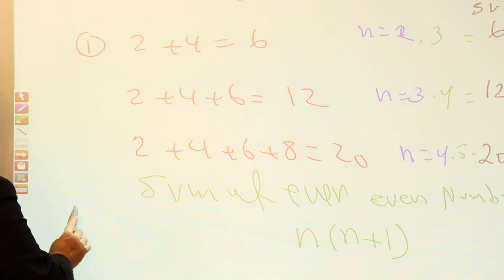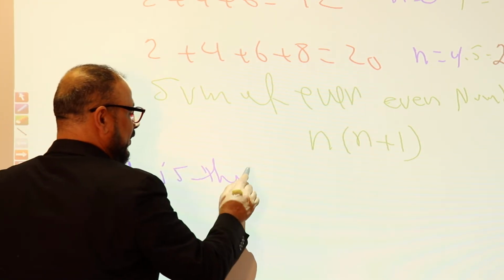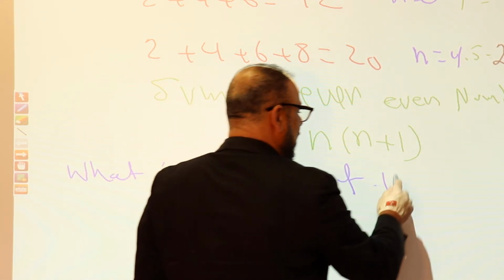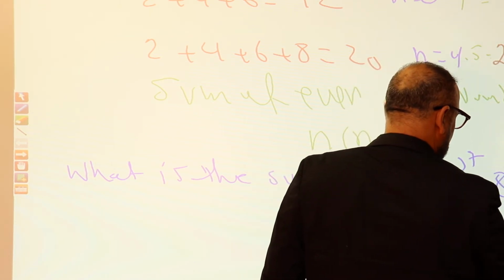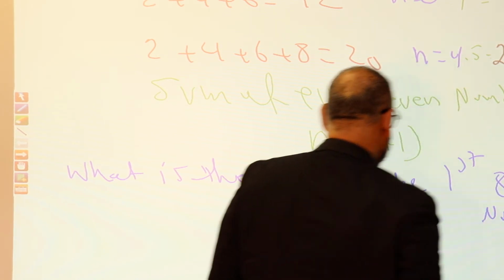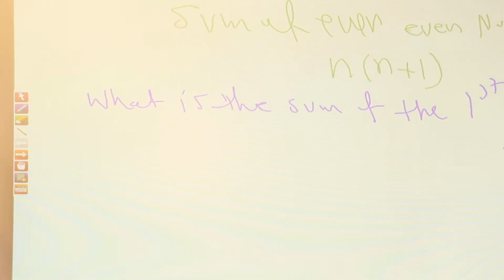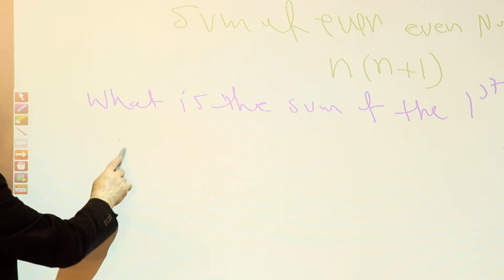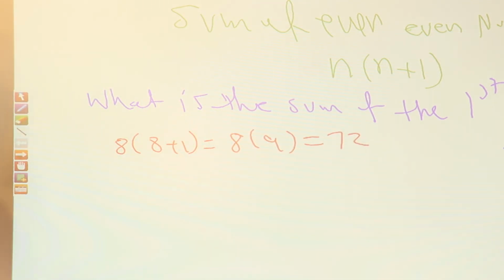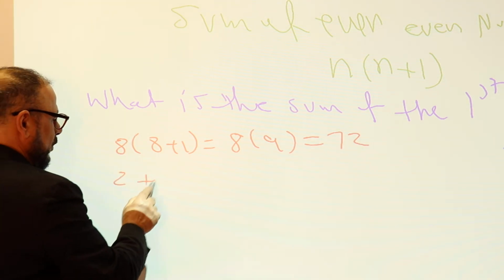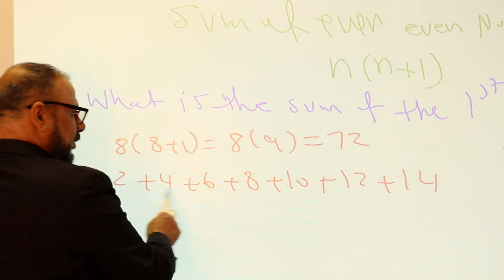Imagine how easy it is. Okay, what is the sum of the first 8 even numbers? Applying the rule, 8 times 8 plus 1, 8 times 9, 72. Right away. If you want to add them, 2, 4, 6, 8, 10, I will not do that again.